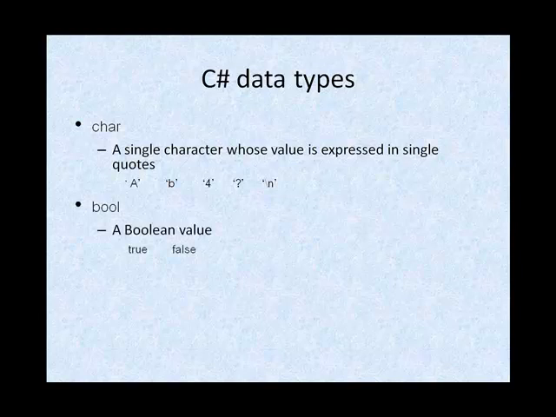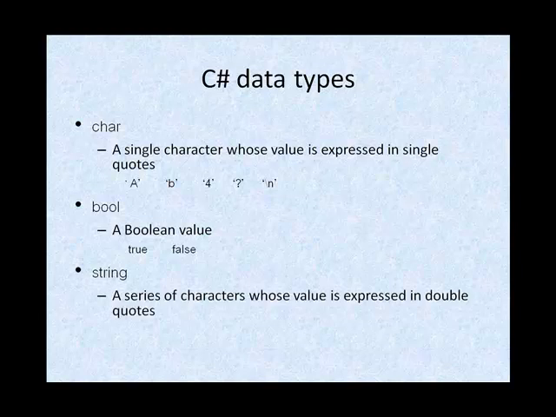Bool is a data type that holds a Boolean value, which simply means it can only hold true or false. And a string is a data type that holds a series of characters, and those characters are expressed in double quotes. So, for example, hello, and what's up that has punctuation in it, and $34.62 are all strings. Even A, if it's expressed in double quotes, is a string, although if it was expressed in single quotes, it would have been a character.